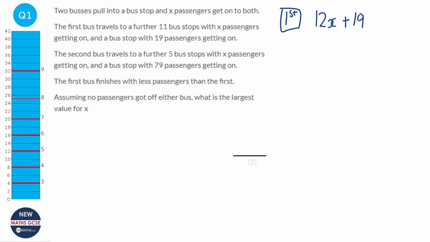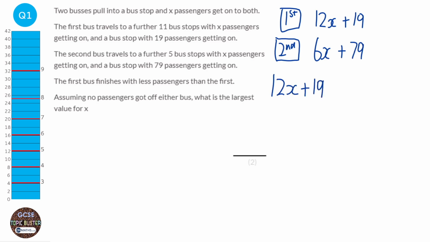So plus 19. Now for the second bus, well, we start with X and a further 5X come on, because 5 bus stops with X passengers. So that's 6X altogether. And then 79 get on. And it says the first bus finishes with less passengers than the second. So the first bus finishes with less. And the way we show that is with this inequality here.